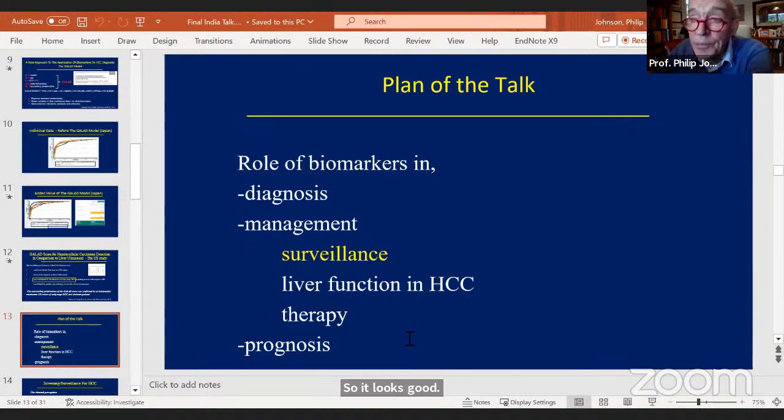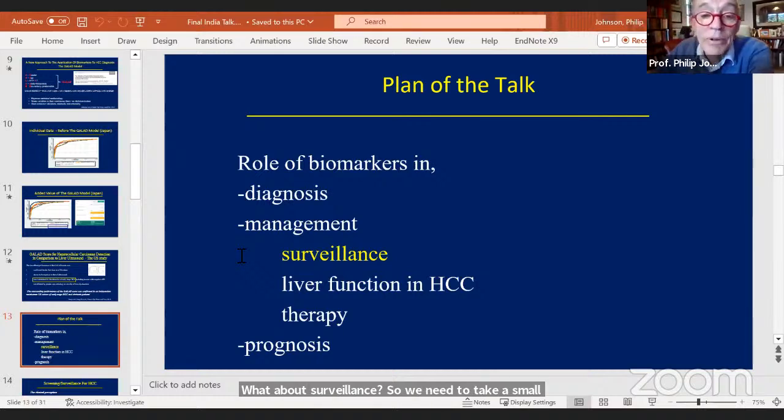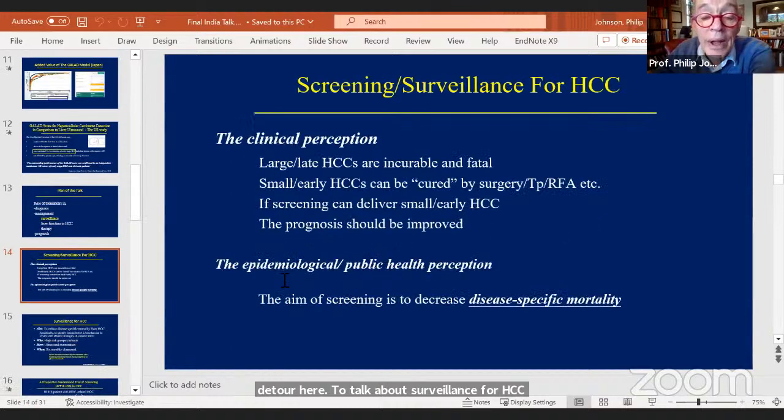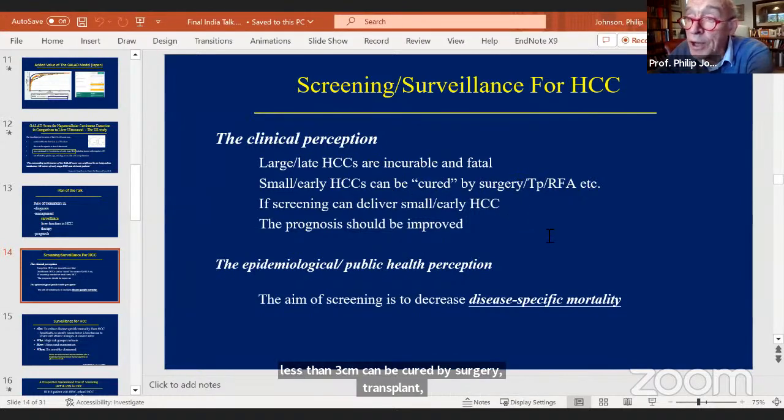What about surveillance? So we need to take a small detour here to talk about surveillance for HCC. The clinical perception is that big HCCs are incurable and fatal. However, small HCCs, by which we mean usually less than 3 centimeters, can be cured by surgery, transplant, or radiofrequency ablation. So if screening can deliver early HCC, the prognosis should be improved.